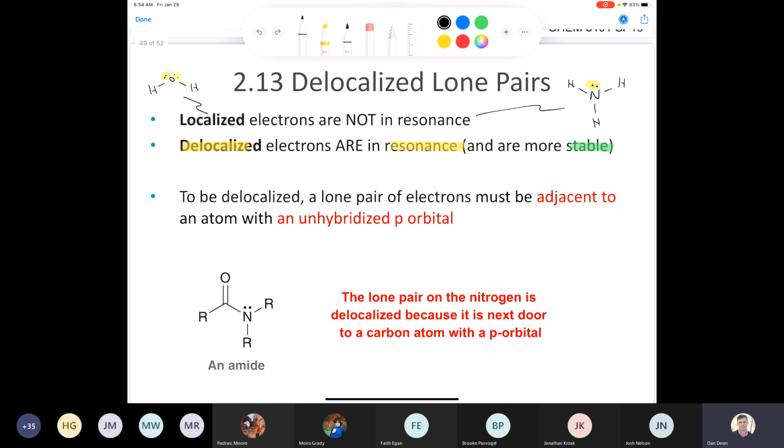If we think about an amide and we look at the lone pair on the nitrogen of the amide, what's the hybridization of this oxygen here? See, you need to know chapter 1. The hybridization of this oxygen is sp2, and there is an unhybridized p orbital on it. The hybridization of this carbon is sp2. There's an unhybridized p orbital on it here.